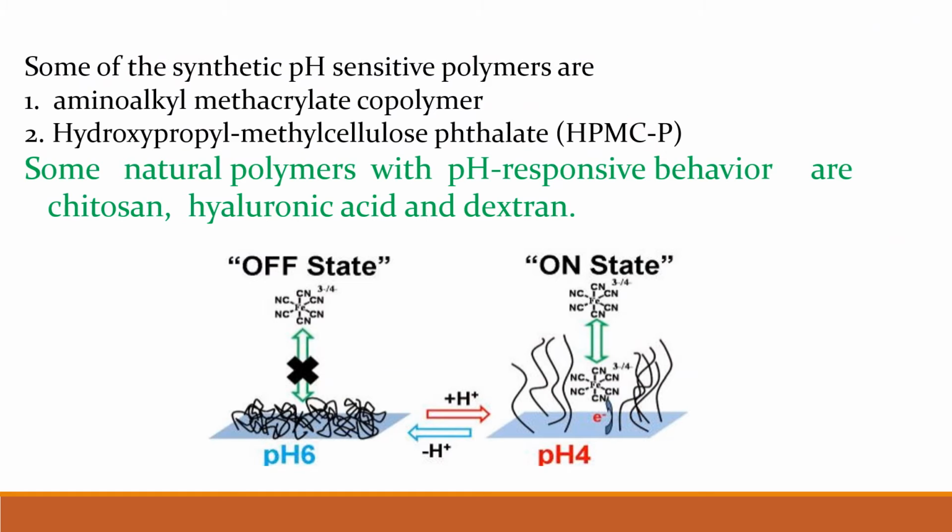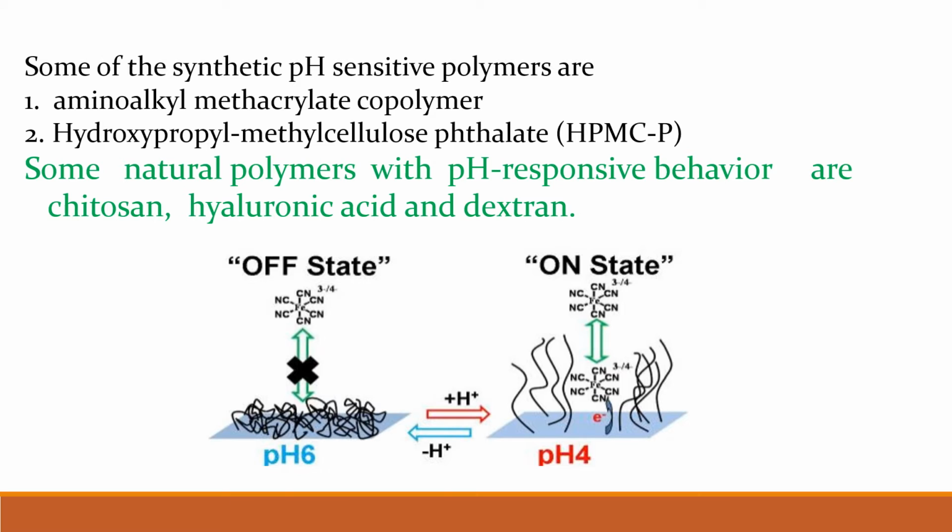Now we see some examples of pH sensitive polymers. Amino-alkyl methacrylate copolymer and hydroxypropyl methyl cellulose phthalate are examples of synthetic pH sensitive polymers, while dextran, hyaluronic acid and chitosan are examples of natural pH sensitive polymers.